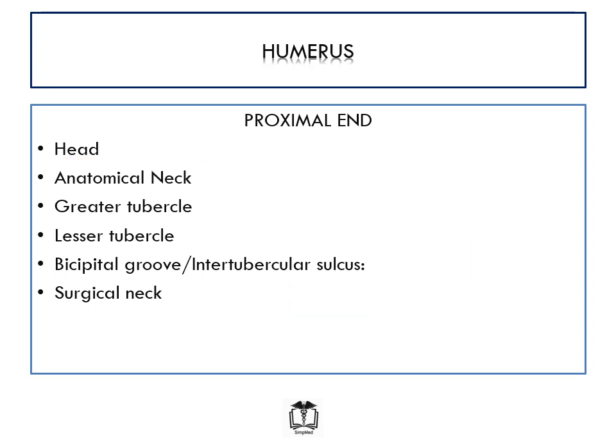Very important to note, the surgical neck tends to be the weakest point on the humerus, and it tends to be the point where fractures can occur. When we get to the clinical application section, I will revisit this particular point, and we'll talk about the different side effects that could occur when there's a fracture of the humerus at the surgical neck.